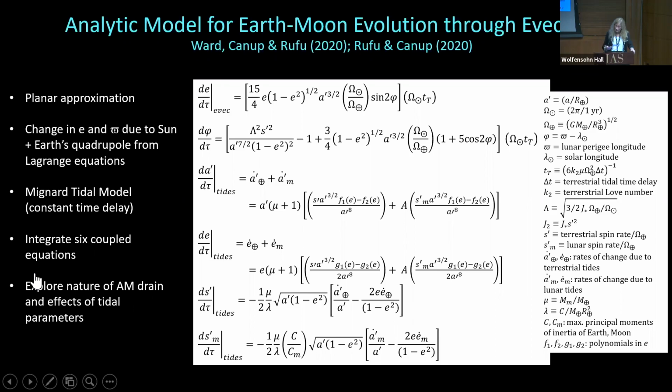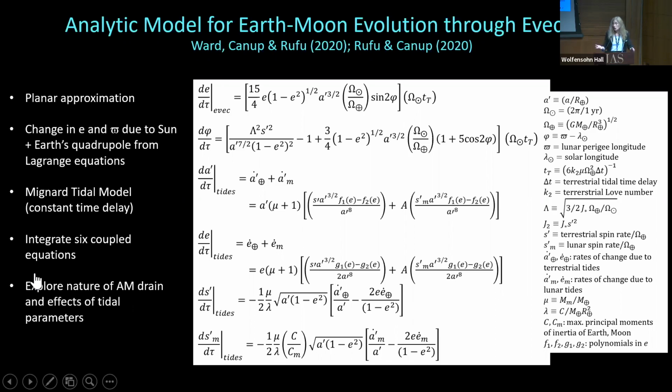So this is a relatively simple system, a planar approximation. You're assuming the obliquity of the Earth and the inclination of the moon's orbit were both small. We compute the change in the lunar eccentricity and the resonance angle due to the sun and due to the quadrupole of Earth's field, and use Lagrange's equations to get those rates.